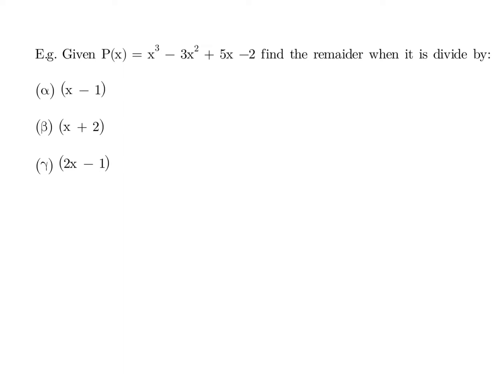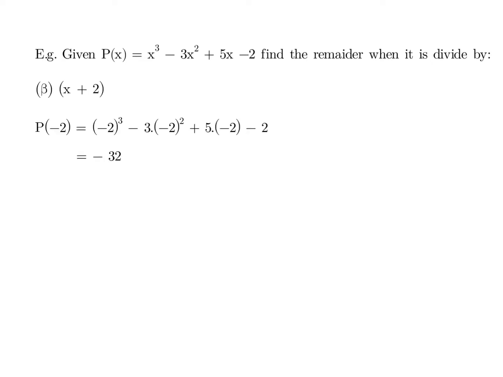So we're going to look at one where we divide x cubed minus 3x squared plus 5x minus 2 and find the remainder by substituting in for x minus 1, x plus 2 and 2x minus 1. For the first one, when dividing by x minus 1, we substitute in p of 1, like letting x minus 1 equal 0. So we sub in 1 and we get 1 cubed minus 3 times 1 squared plus 5 lots of 1 minus 2. The answer is 1, so therefore the remainder is 1.